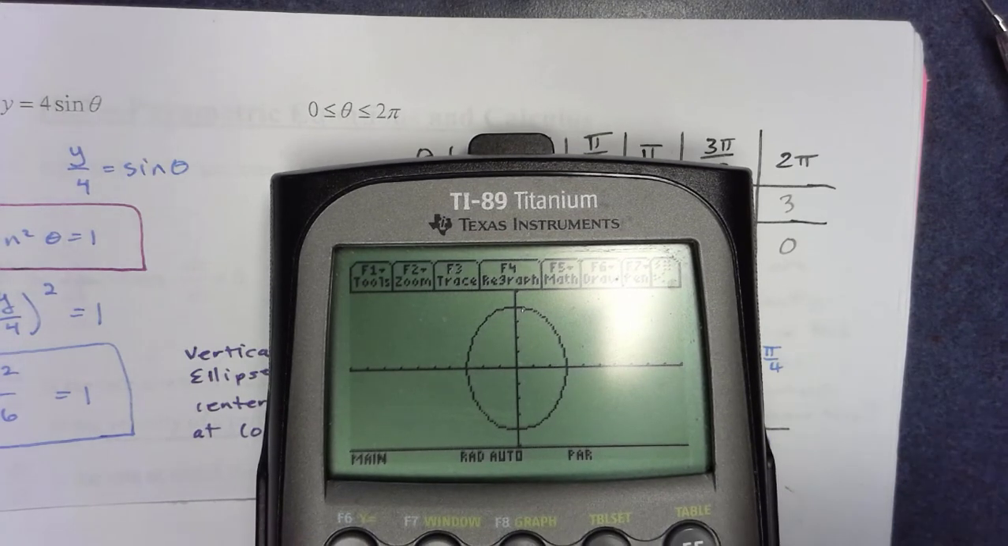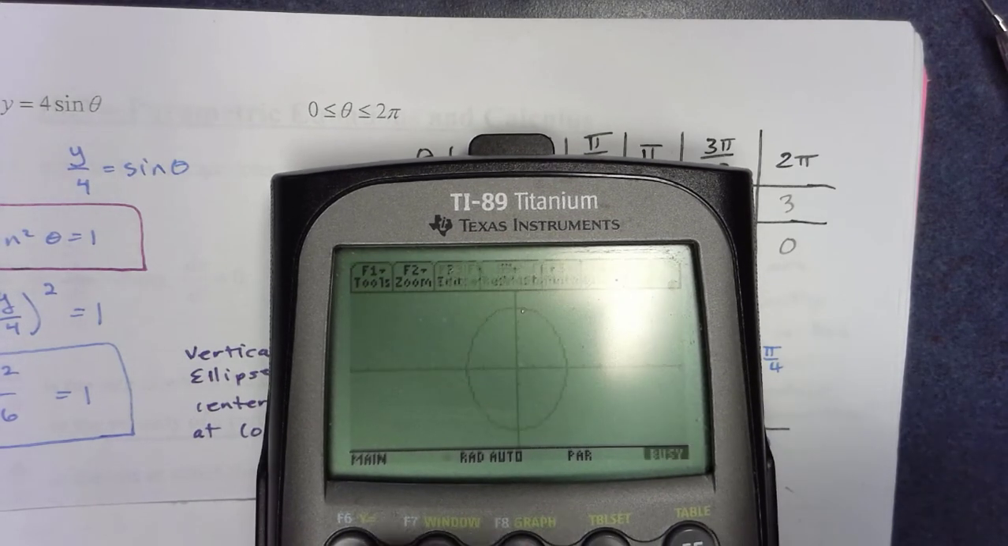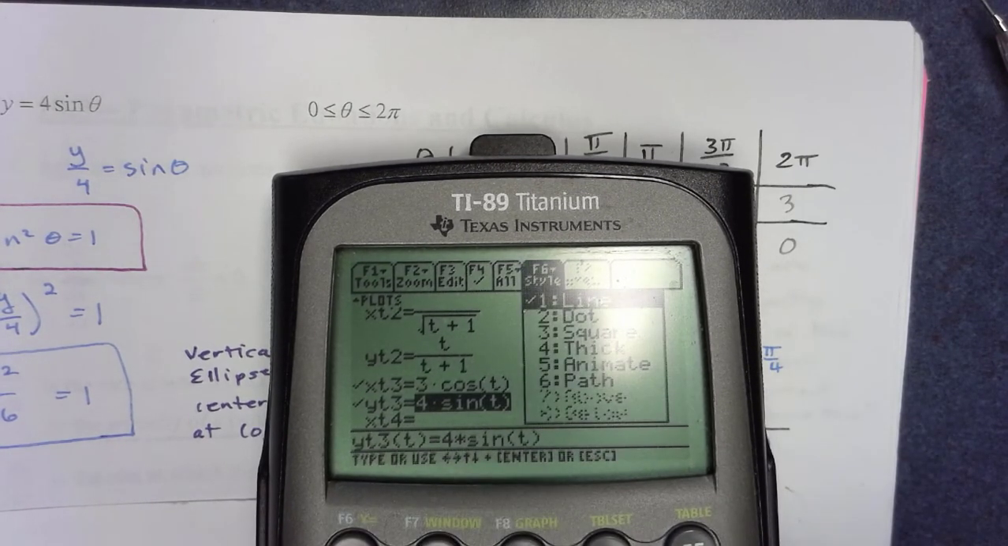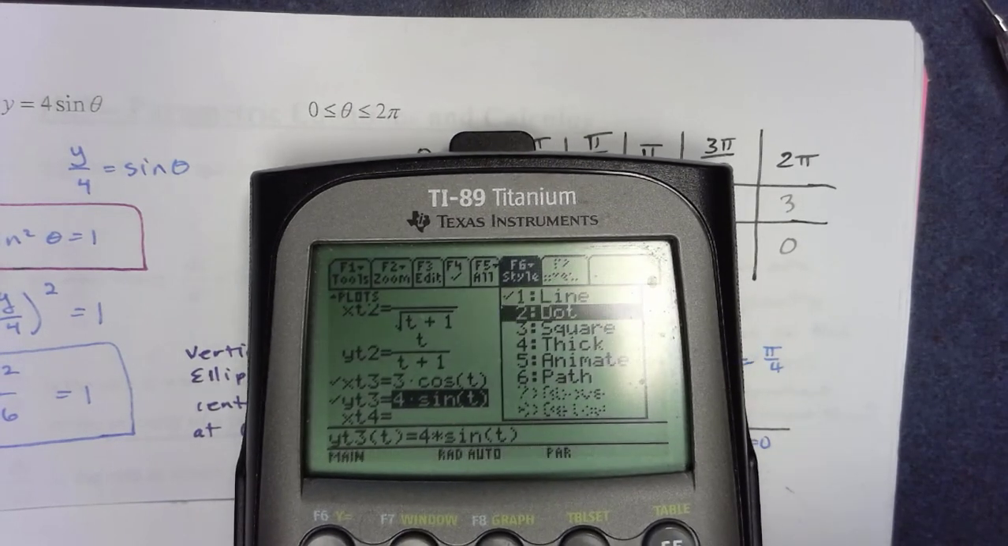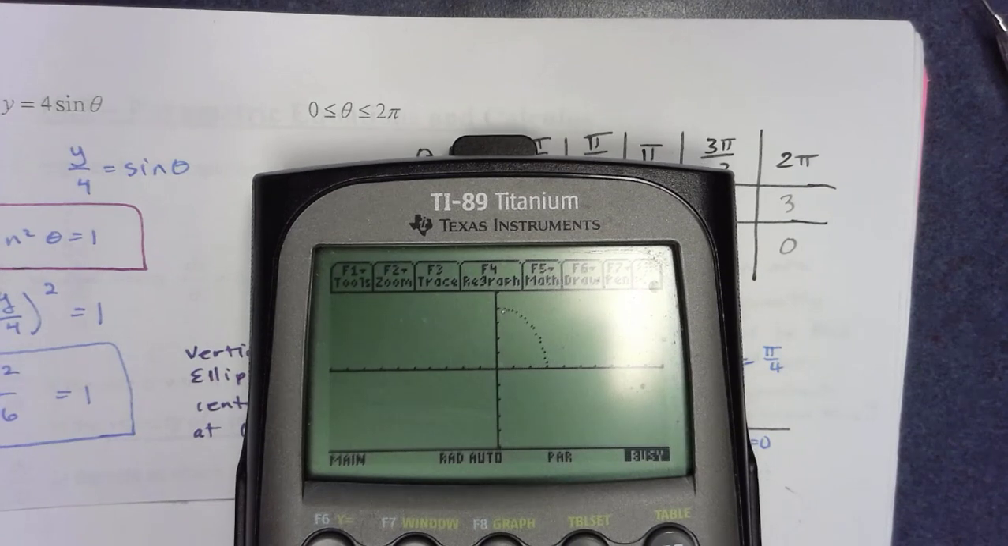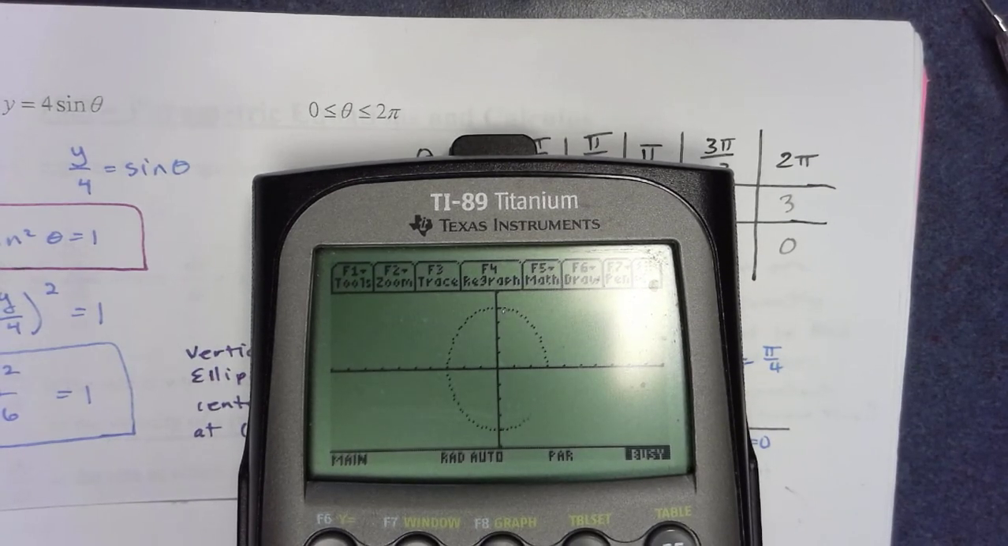Okay, and I'm going to also go back to my y equals. You know what I didn't do? I did not put this in dot mode. Let's go and put it in dot mode. We can see it develop better. Very nice. Okay.